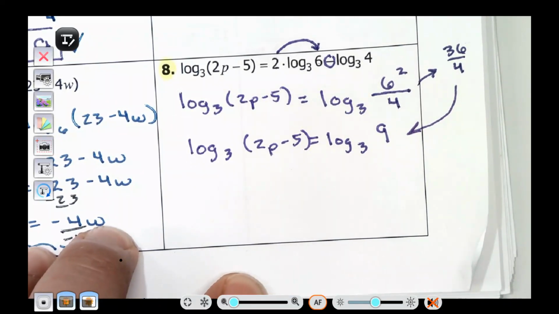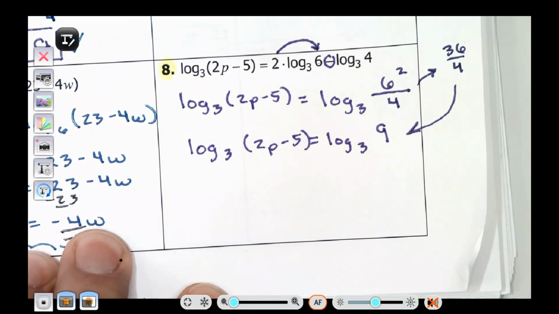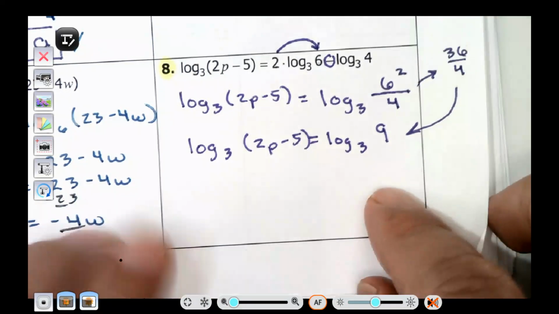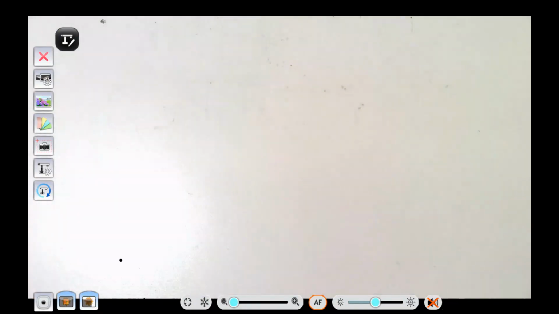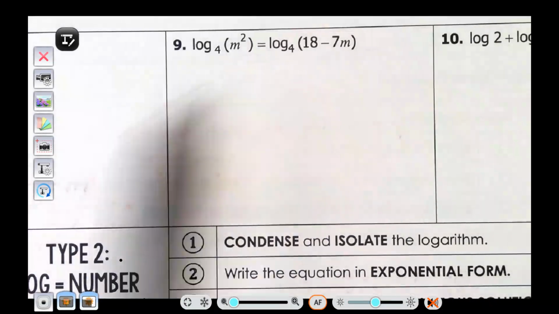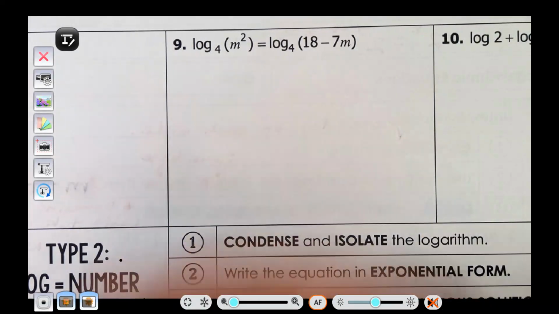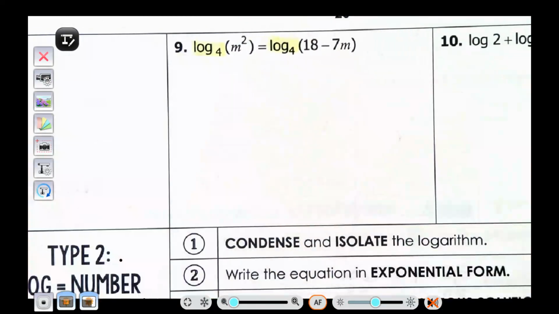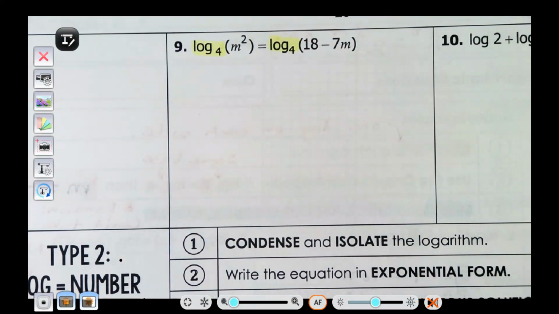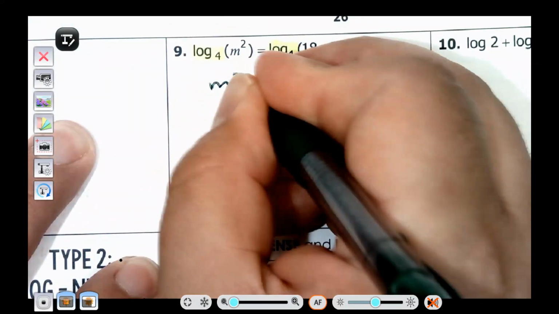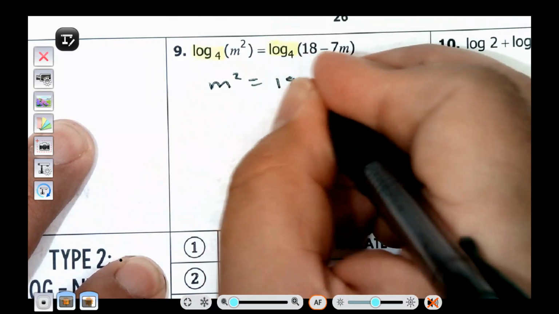Okay? Right, let's flip the page to our last page here for this note. Remember, this is only one method. You're about to learn that there is another. But we're going to do this first here. Now, same rules apply. You might say, oh, it's got a power 2. Yeah, that is a little different, but we've got a log base 4, and look, no condensing. This one is perfect and ready to go. So then I'm going to make m squared equal to 18 minus 7m.